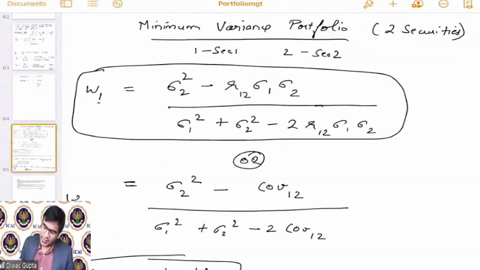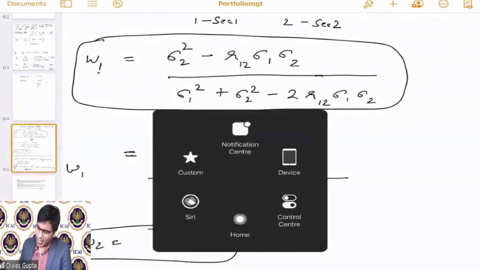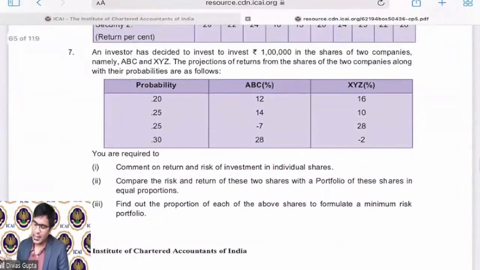Now, I think there was a query in the previous session by Naveen on question number 7 part 3. Question number 7 part 3 is actually related to this only. So this is question number 7 from the study material.